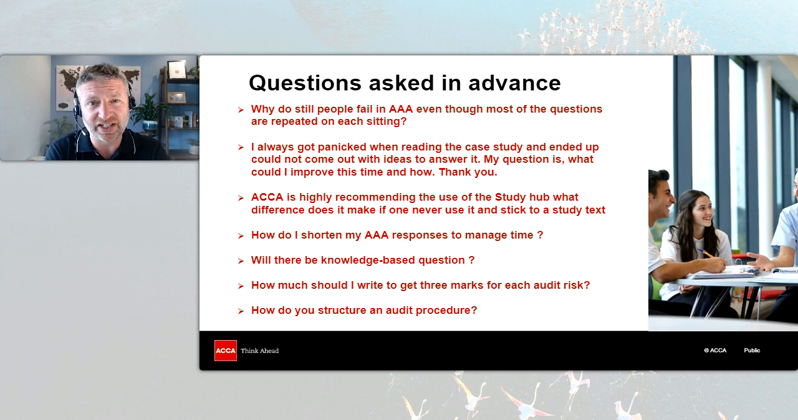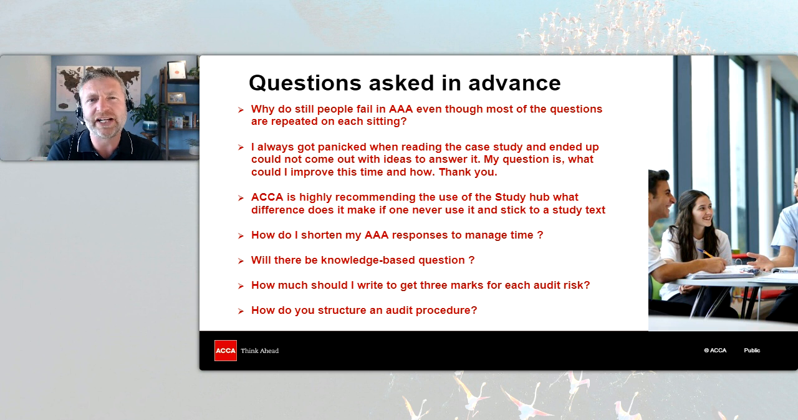If you read the study text, the one on the Study Hub, or you might buy one from BPP or Kaplan or another training provider, the study text is massive, right? 600, 700 pages, and it's full of detailed knowledge-based information. This exam is not a detailed knowledge-based exam. It is application. So you do need some knowledge, but a bit, and you need great exam technique and application skills to be able to pass.